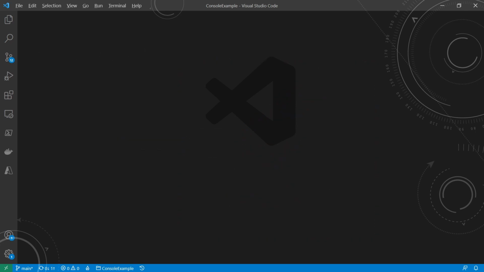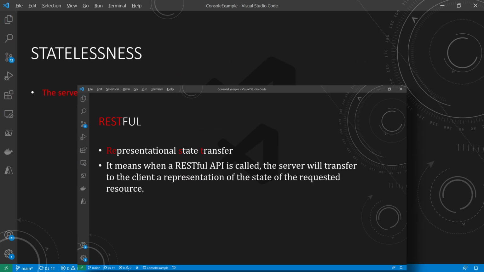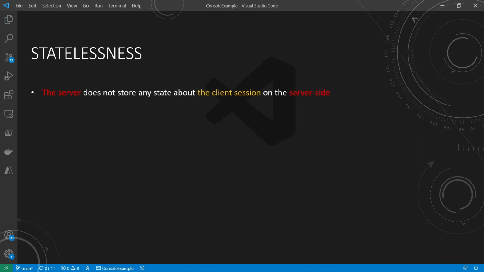Rule number 2, stateless. Now, this one is confusing. Did we say the S in REST stands for state? And why is it stateless? Let's go over the definition first. The server does not store any state about the client session on the server side. So this is not talking about the state of the resource. It is the state of the client session, or rather stateless of the client session.